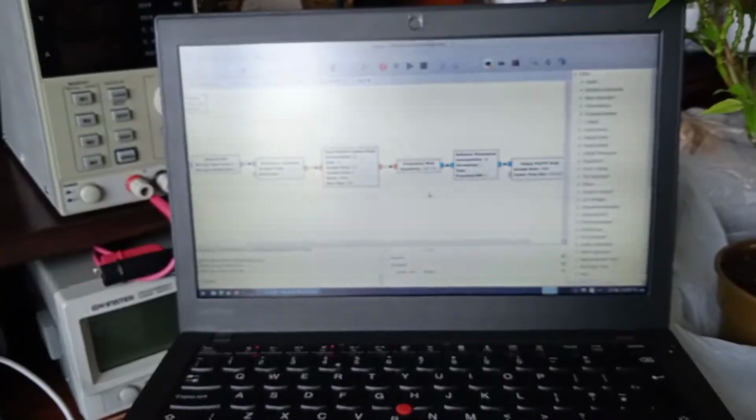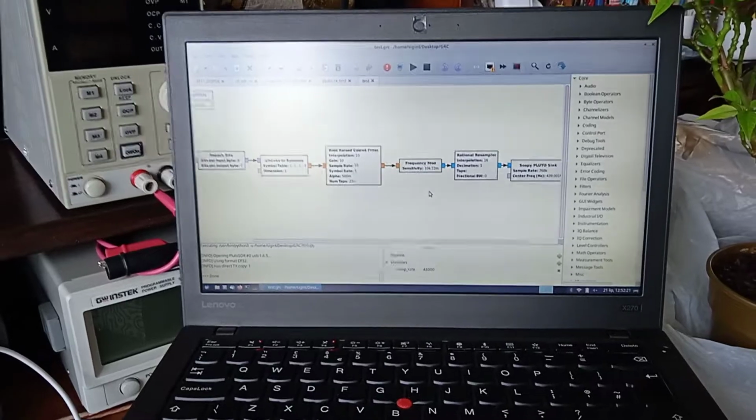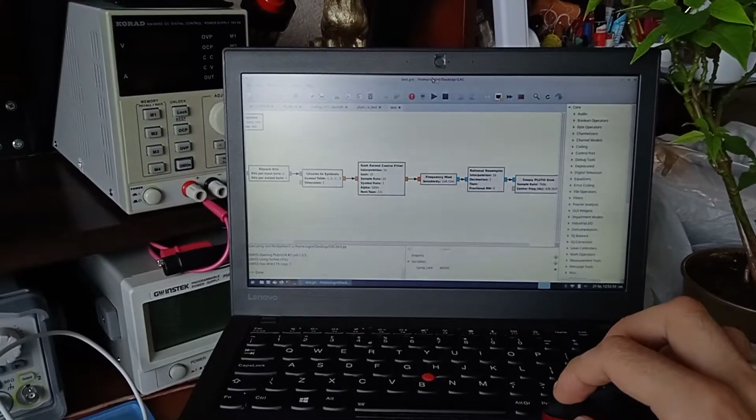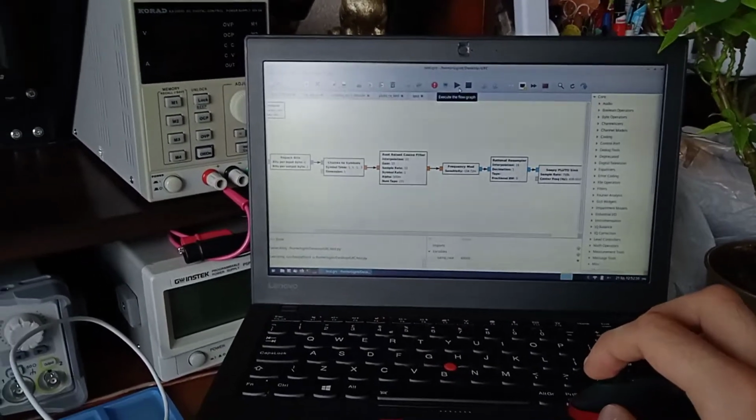and I'm going to transmit an M17 signal over RF using PlutoSDR and GNU Radio. Oh, sorry for the focus loss. Okay, so I'm going to transmit the signal.